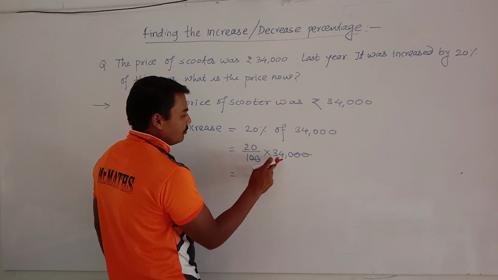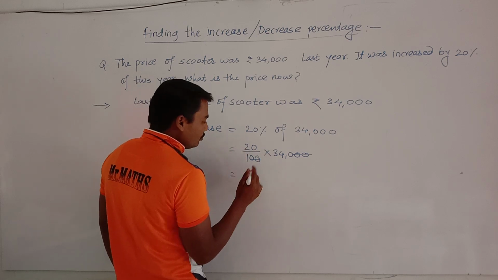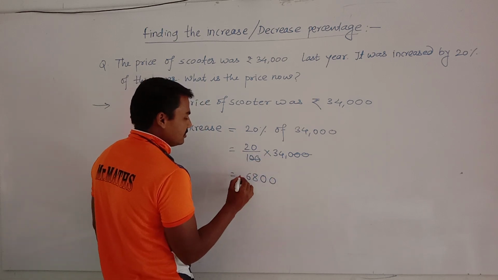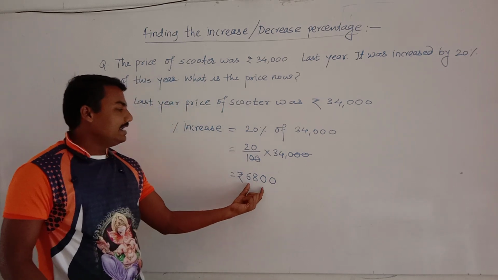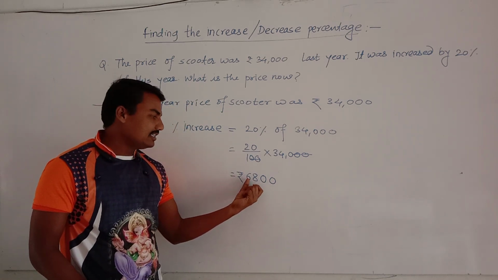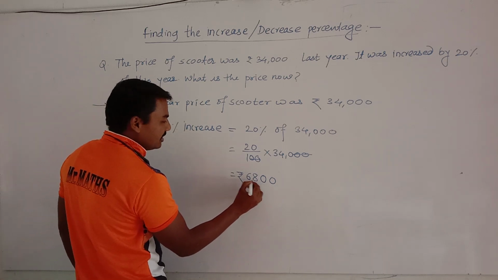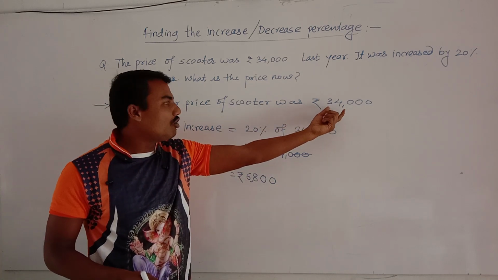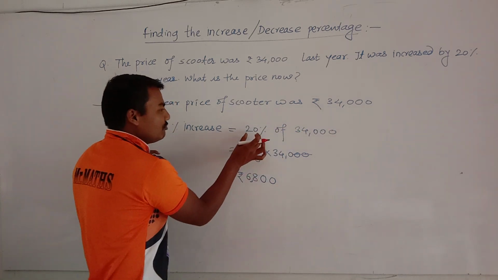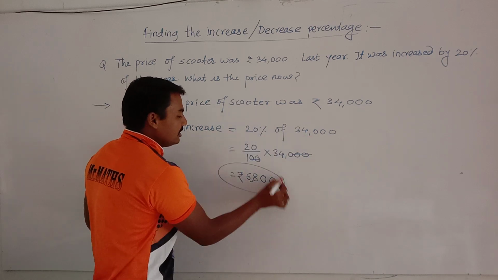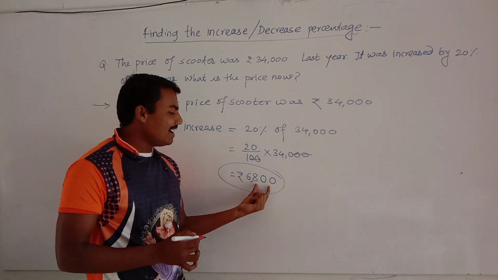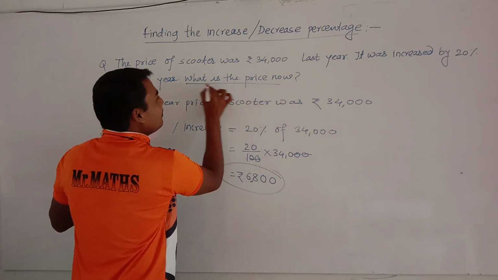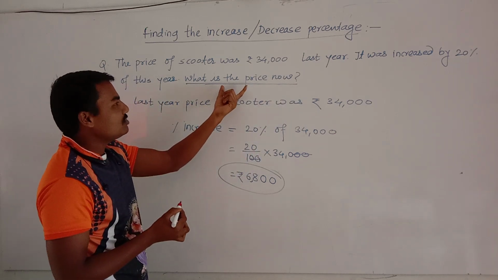2 4s are 8, 2 3s are 6, which is 6,800 rupees. It is the increased price on the original price. The original price of the scooter was 34,000, but if 20% is increased, we got 6,800. So we have to add this increased price to the original price. So what is the price of this now?